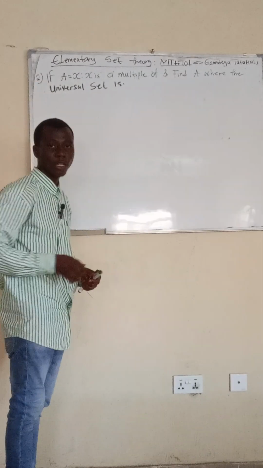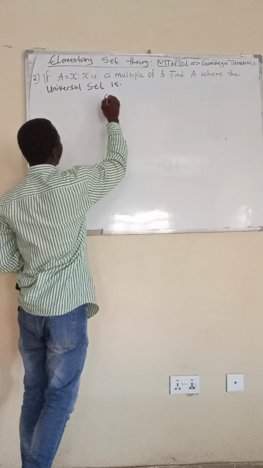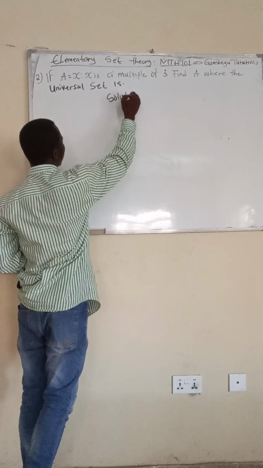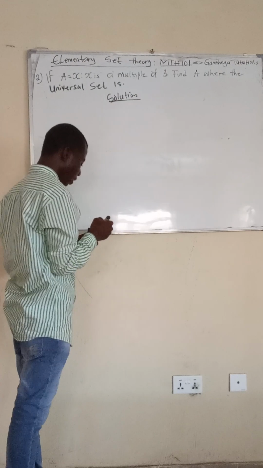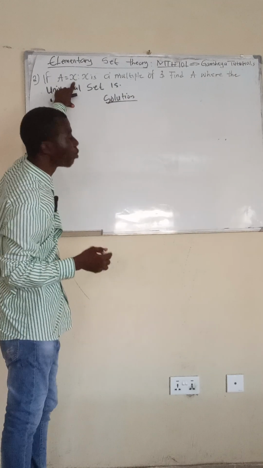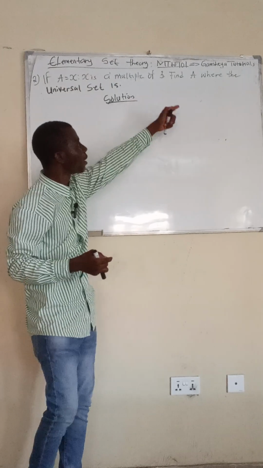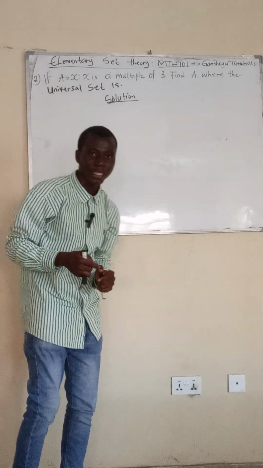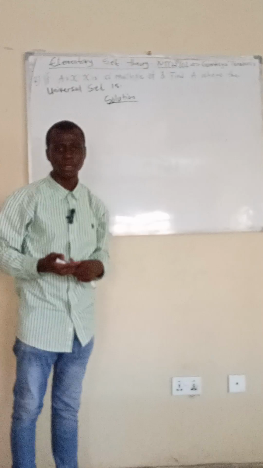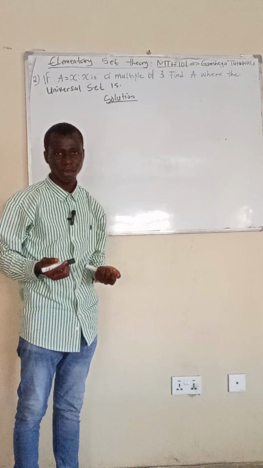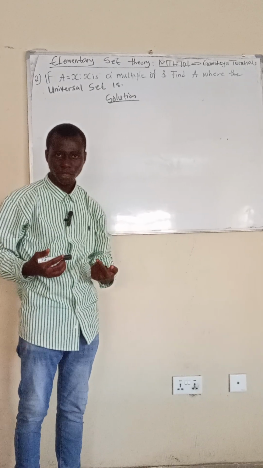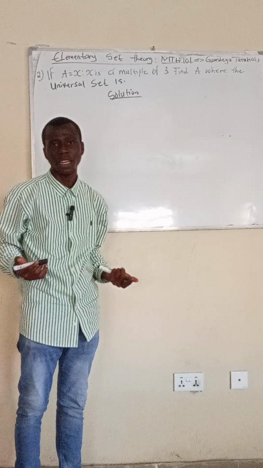So let's quickly look at the next question. Let's look at number 2. Number 2 says that if you have A equal to {x: x is a multiple of 3}, find A, where the universal set is. Now, what are multiples? Or what is a multiple? Multiple simply means repeated addition.